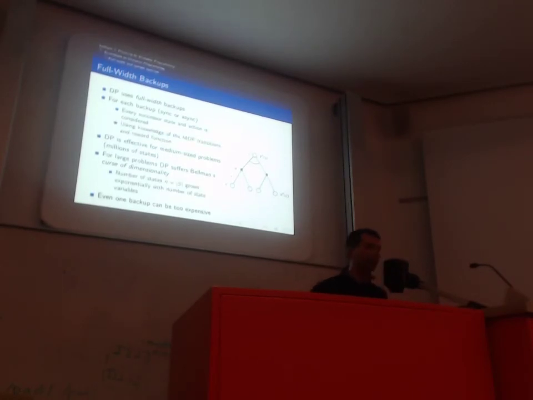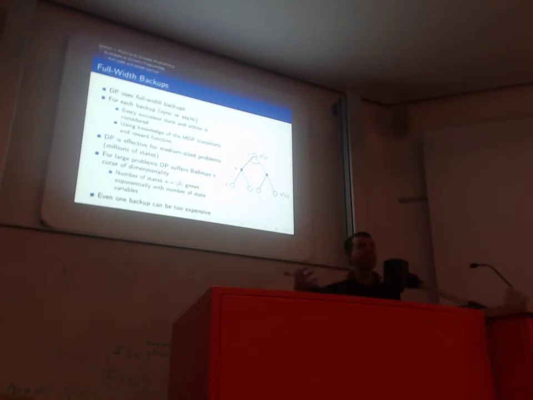Okay, I just want to dwell on this, because it's actually quite an important idea that will recur through the course. There's this idea of full width versus sample backups. Dynamic programming essentially does full width look ahead. For each state that we consider at the root of this diagram, we're doing a full width search. We're considering all actions that we could take and all states that the environment could push us into. That's what full width backup means.